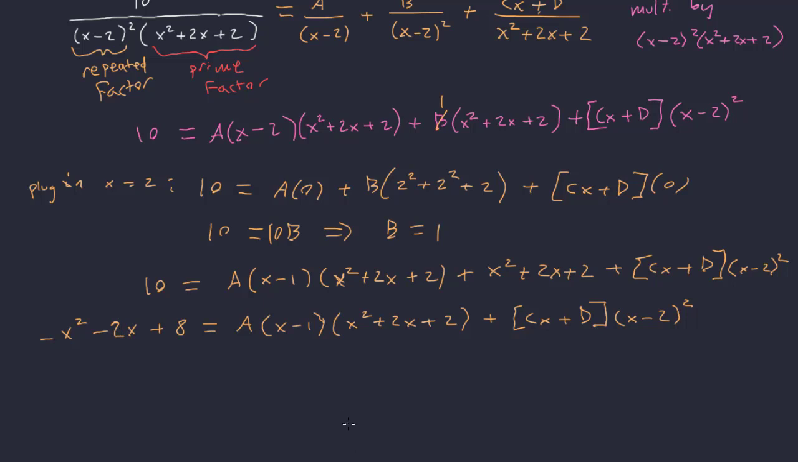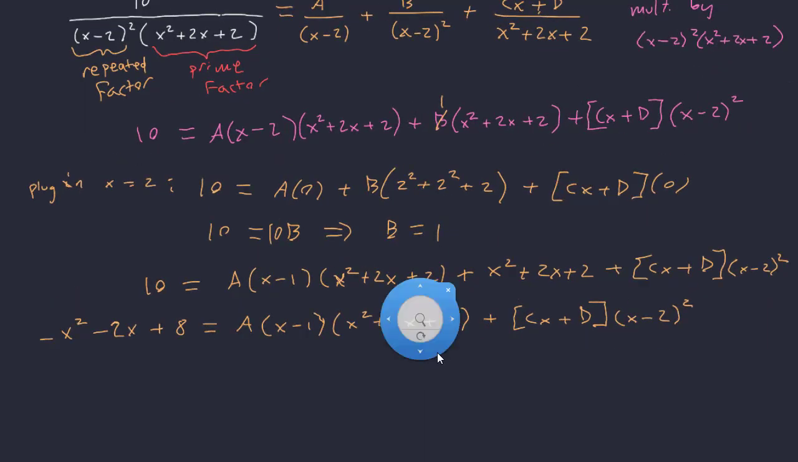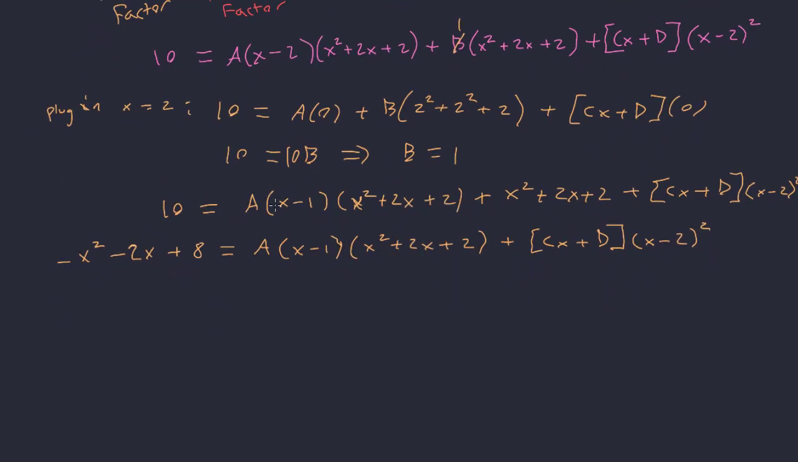All right, now I'm going to start plugging in some other stuff. We could multiply this all out, but I honestly don't really want to do that. So I'm going to start plugging in some other values. So we plugged in 2. Let's plug in 0.